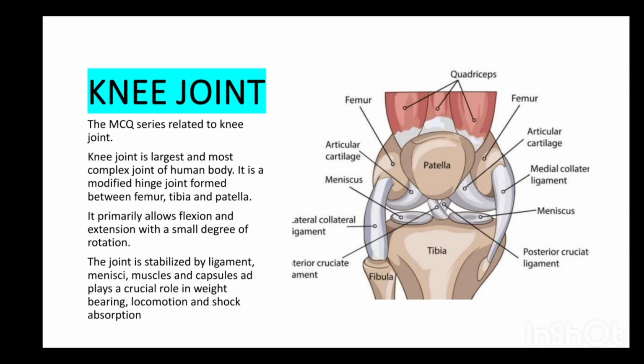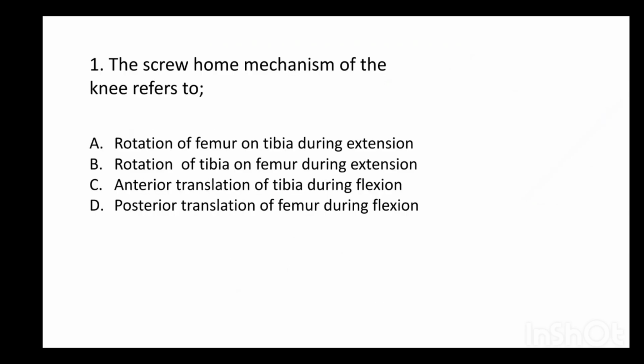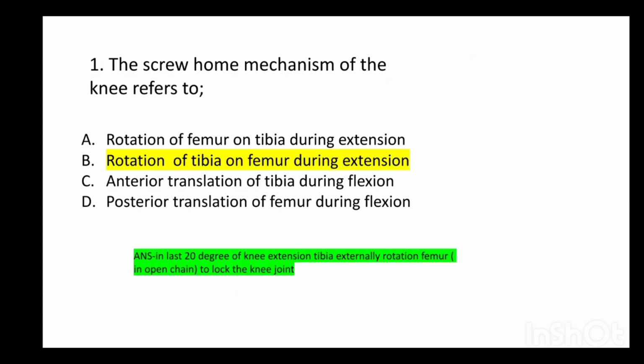So let's start our first question. The screw home mechanism of the knee refers to rotation of femur on tibia during extension, rotation of tibia on femur during extension, anterior translation of tibia during flexion, posterior translation of femur during flexion. And the answer is rotation of tibia on femur during extension. In the last 20 degrees of knee extension, tibia externally rotates on femur in open kinetic chain to lock the knee joint.